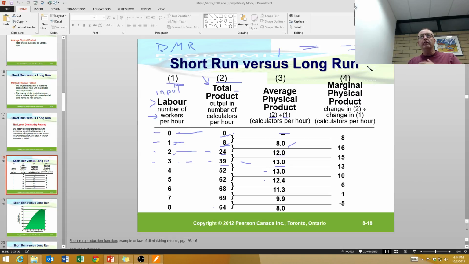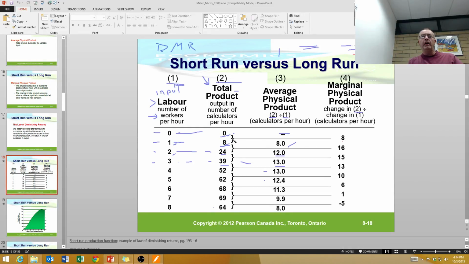So now we calculate the marginal physical product, which is the incremental increase in physical product divided by the increase in the number of inputs. I'll go to red here. So here's our marginal physical product.